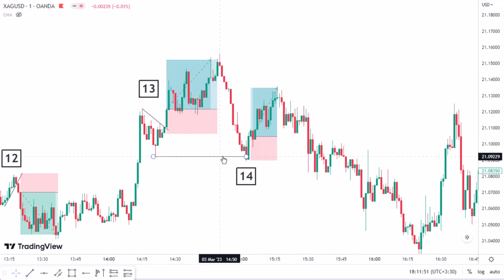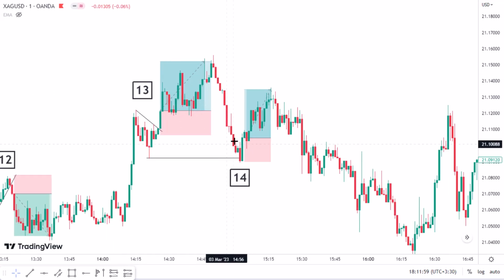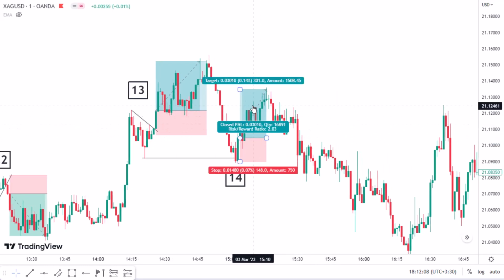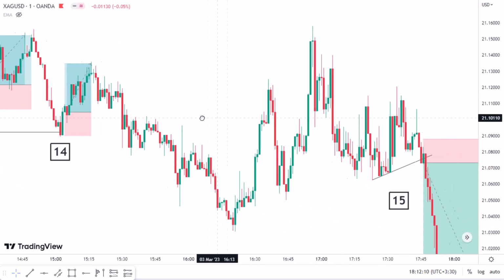On the trade 14, we have a support line here where the price made a correction and went up. We draw a support line like this. In the future, the price reacts to that level and makes a green candle like this. We enter the buy position, put our stop loss below that, and it gives us a reward of 2.